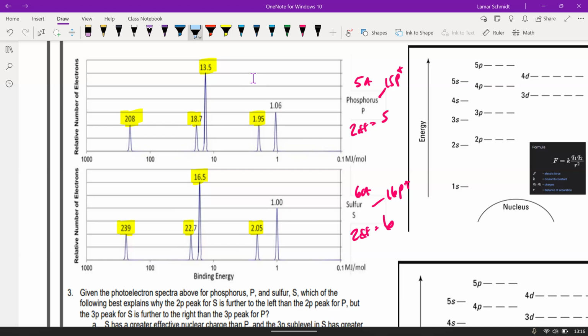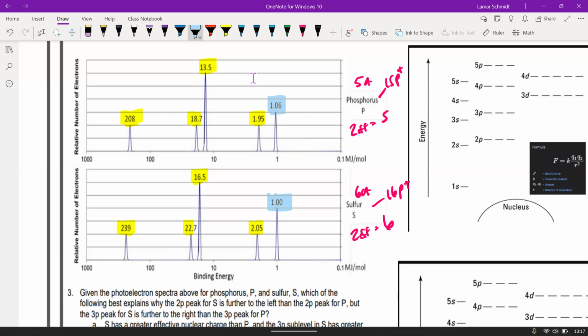So now we see that this is higher than this. Do you see that? That's weird. That should not be. Sulfur has 16 protons. Phosphorus only has 15. We would expect the binding energy at each peak of sulfur to be greater than each peak in phosphorus. But in fact, our observation is saying not so. Why is that? Great question. Let's talk about it.